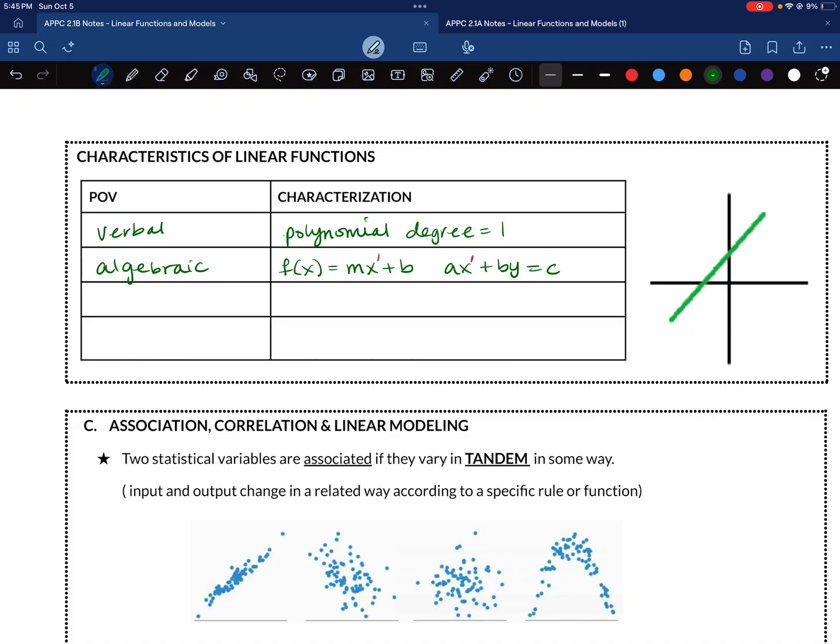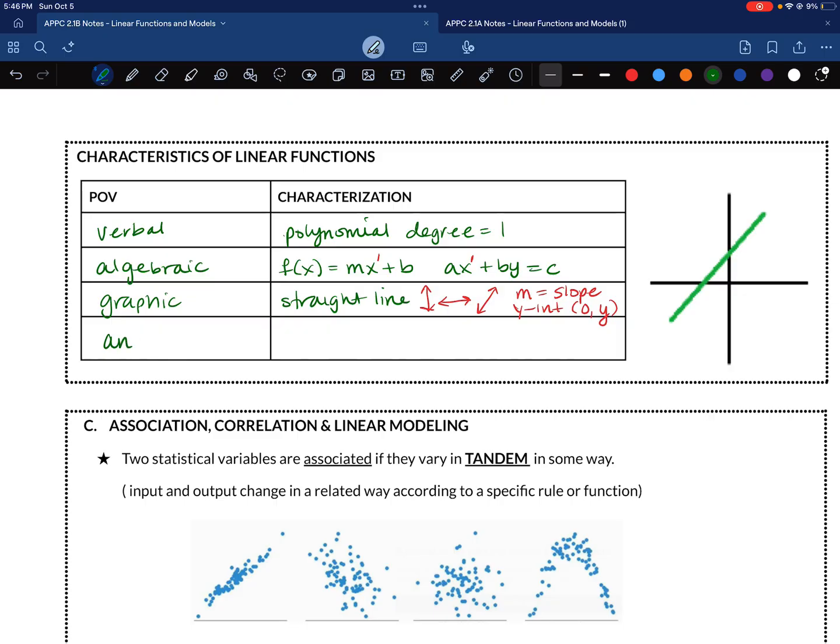If our perspective is a graphic perspective for a linear function, then we expect to see a straight line. We talked about how that line could be vertical, how it could be horizontal, or how it could be a slant or oblique line. And when we graph it, we often talk about things like what is the slope or the rate of change, or what is the y-intercept? That's the value of y when x is 0.